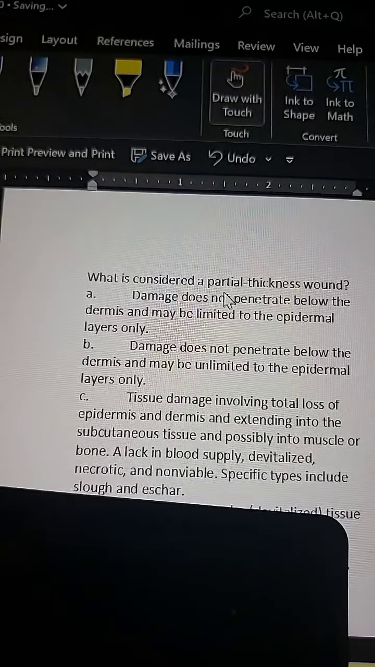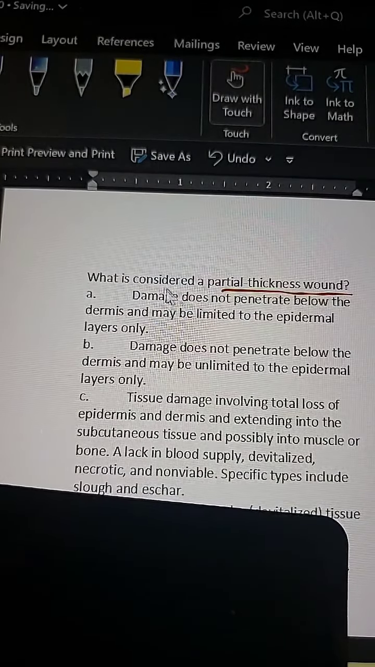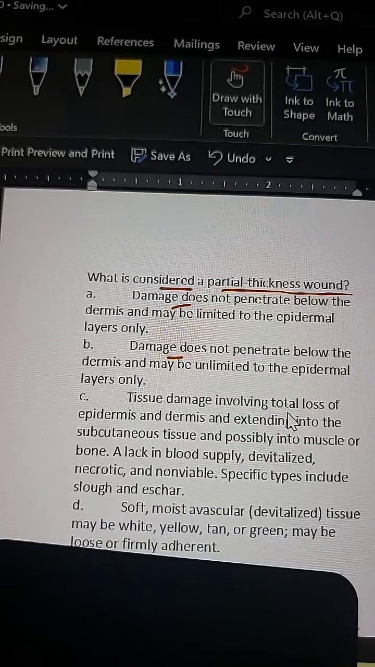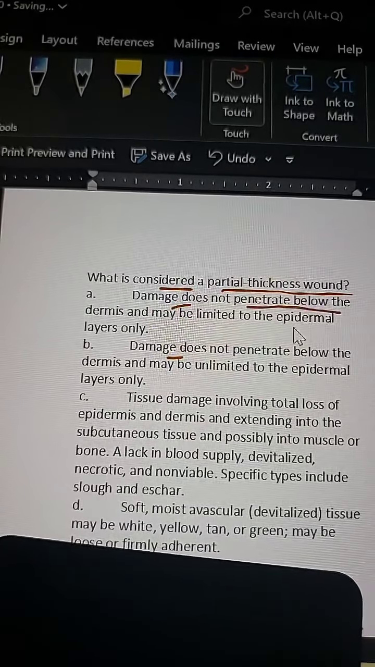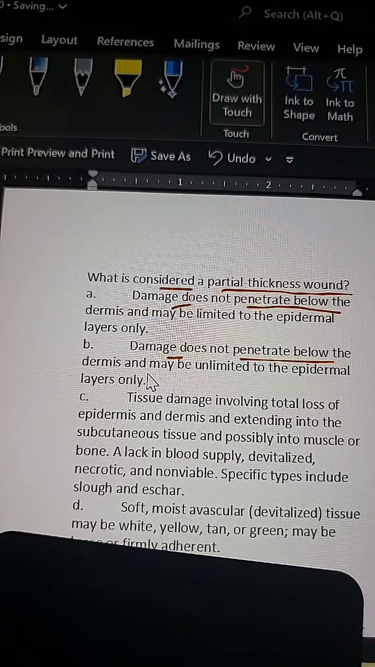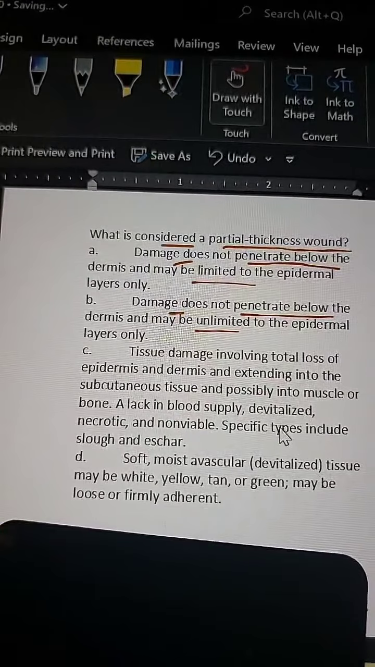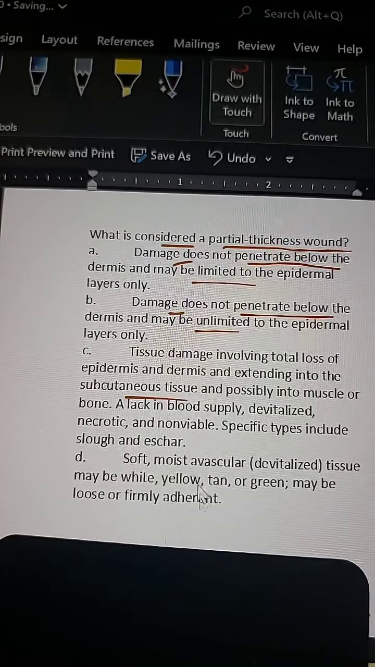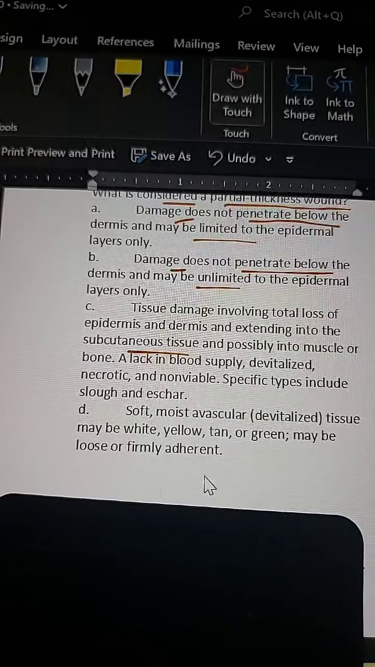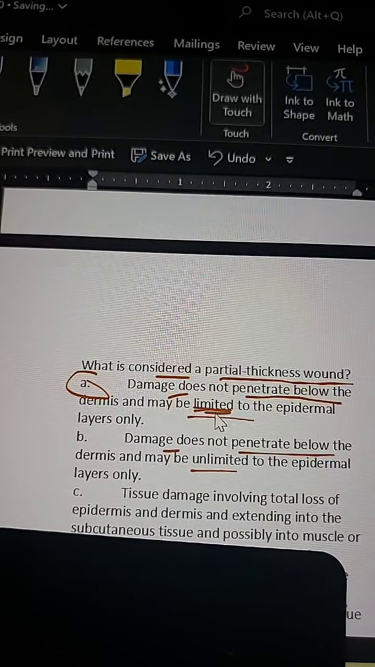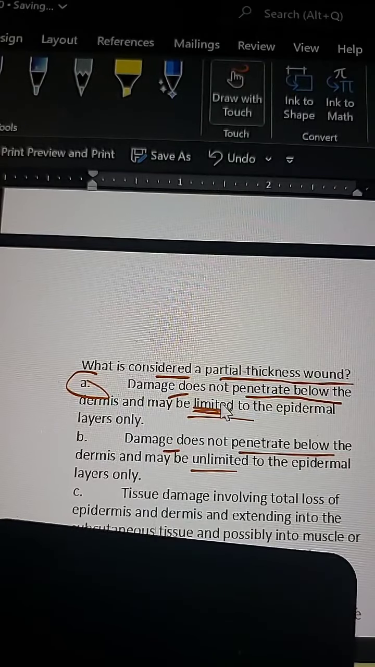I had a partial thickness wound. Which one of these is considered that? Is it damage? Oh, we got penetrating below the dermis. Maybe unlimited or maybe limited. Those are the two differences in that one. And then we've got extending to the subcutaneous tissue. Our answer again is A. It is limited. You're looking for the word limited when you see partial thickness wound. Look for limited.